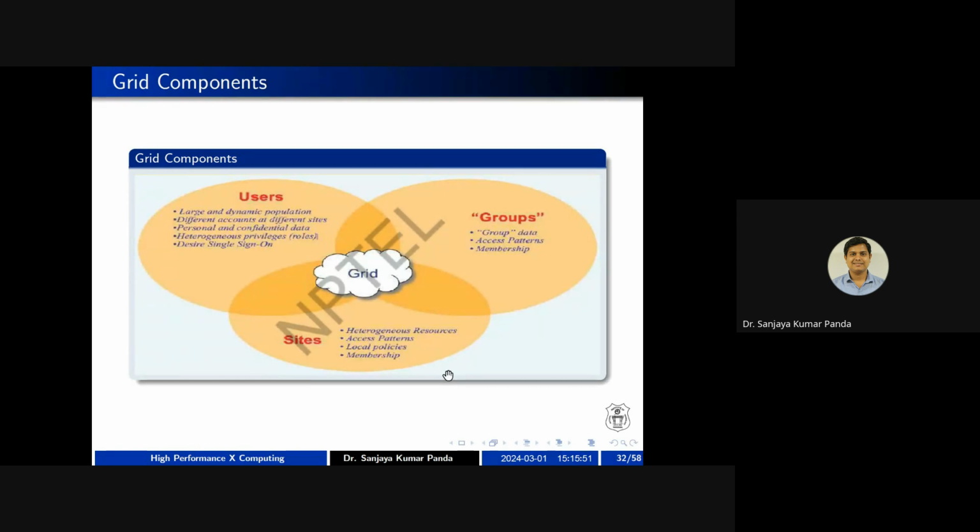Another is sites. What are the sites we have? We have heterogeneous resources in the case of grid. The system is completely heterogeneous, right? They may use different protocols, different architecture, and have different computational capability. So all these components are required to form a grid.